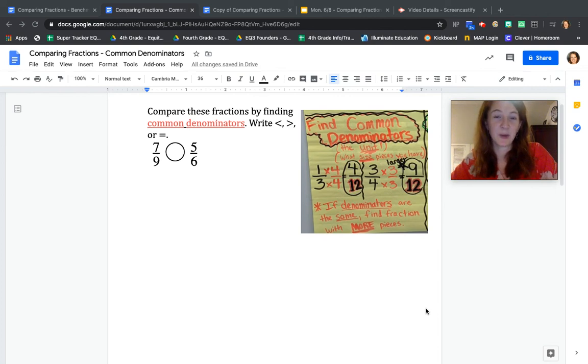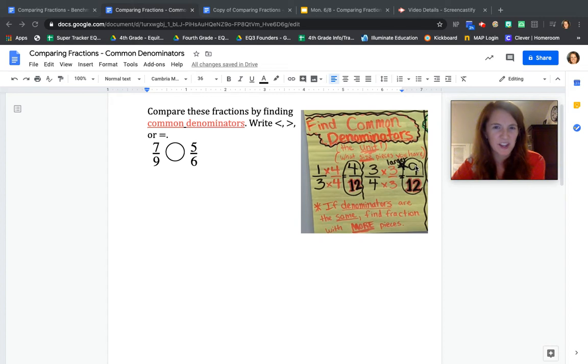The next strategy we learned about was finding common denominators. Remember, denominators are the numbers on the bottom of the fraction. They tell us what size pieces we have. Remember, if denominators are the same, then you just have to find the fraction that has more pieces.